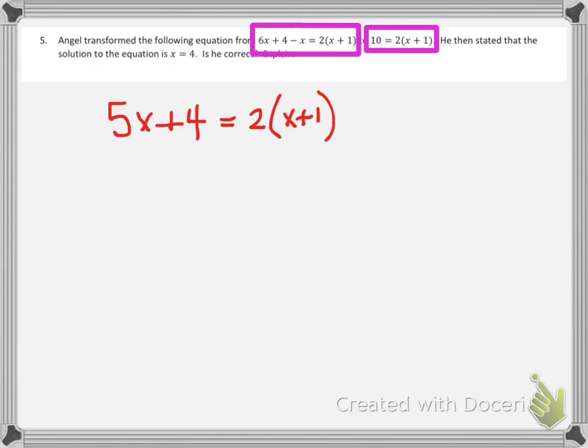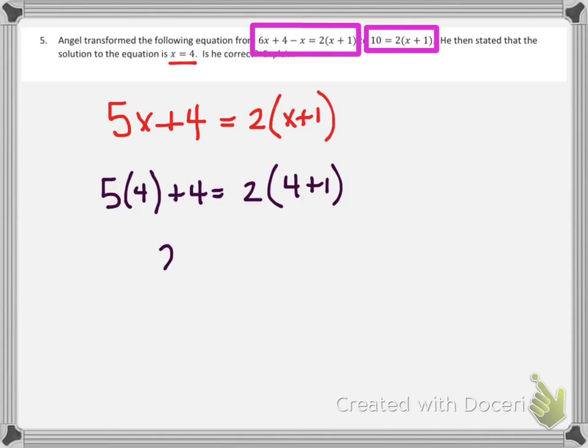Then we could check to see if x equals 4 is a solution, and we would do that by simply substituting 5 times x, which is a 4, plus 4 is equal to 2 times the quantity x, which is a 4, plus 1. 5 times 4 is 20. 20 plus 4 is 24 on the left side. And on the right, inside the parentheses is a 5 times 2, which is 10, and that is not correct. 24 does not equal 10, so not correct.